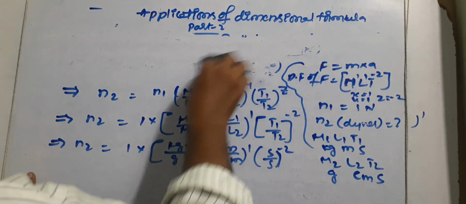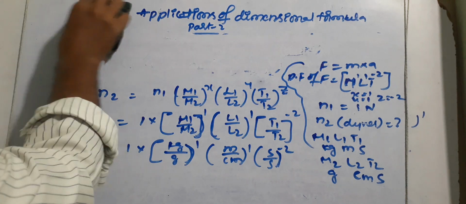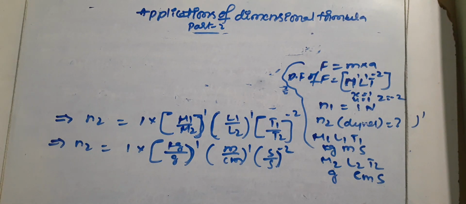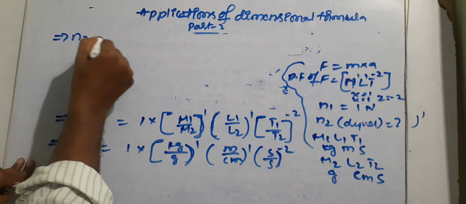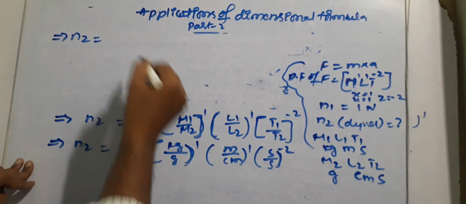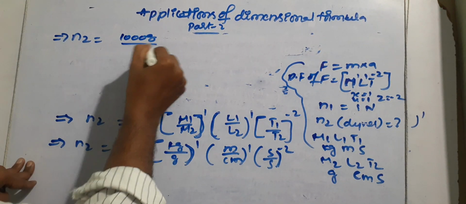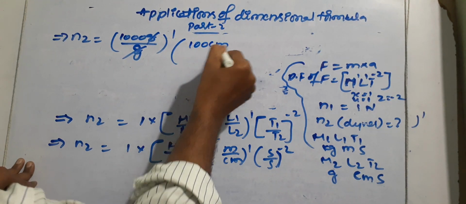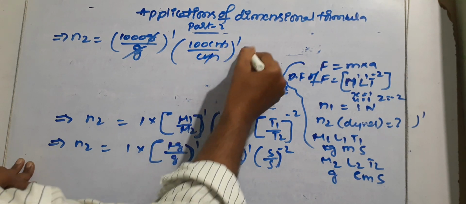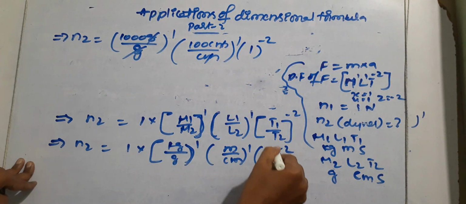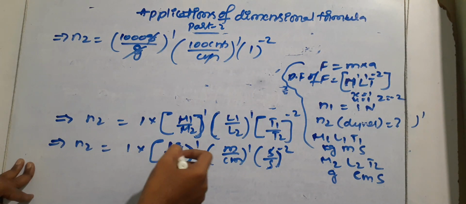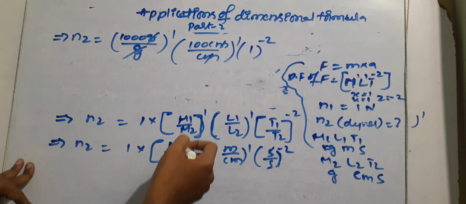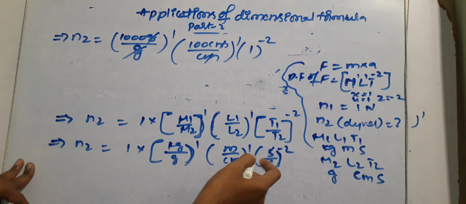So we are going to convert the SI unit of force into CGS. That is, 1 Newton makes how many dynes, students? So this implies N2 is equal to 1 of kg, which you can write as 1000 grams by gram, whole power 1. Gram gets cancelled, 100 centimeters by centimeter, whole power 1, and second gets cancelled, whole power minus 2, because the kilogram is changed into gram and meter is changed into centimeter. That means the units are changed into the same system.